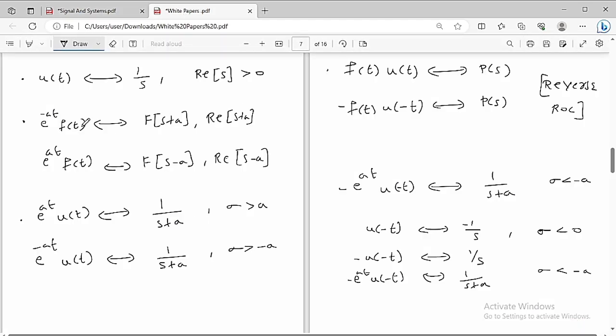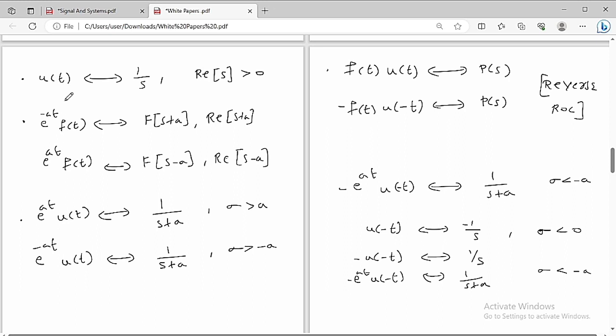So listen carefully. You already know for u of t the Laplace transform is 1 by s, with the real part of s greater than 0, sigma greater than 0. Then you know the basic formula: if f of t has the Laplace transform F of s with an ROC, then e to the power of minus at into f of t has the Laplace transform F of s plus a, with an ROC of the real part of s plus a. Let's replace s by s minus a. Now e to the power of at into f of t has the Laplace transform F of s minus a, with an ROC of the real part of s minus a. So for u of t, you know.